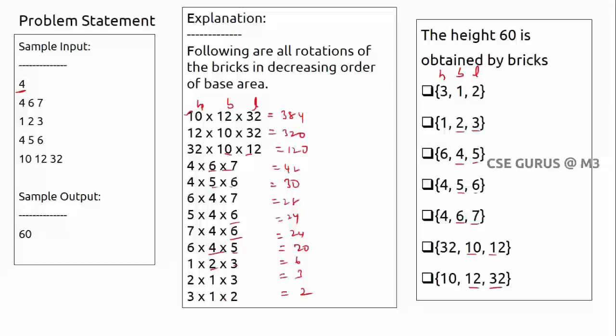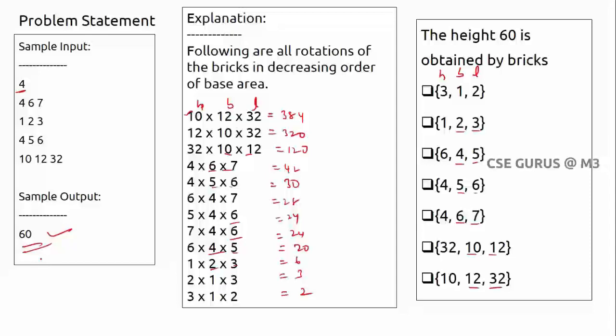Like this. Considering the heights, 10 plus 32 is 42, plus 4 is 46, 50, 56, 57, and 3, 60. So the answer will be 60. Now, how do we get this?